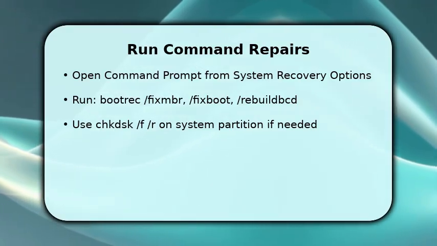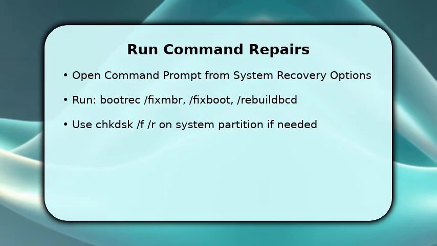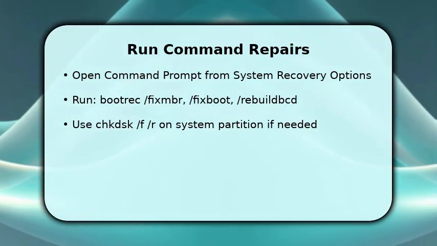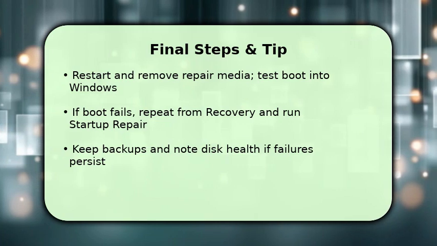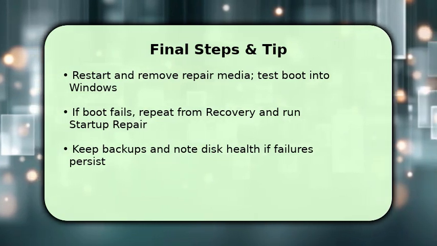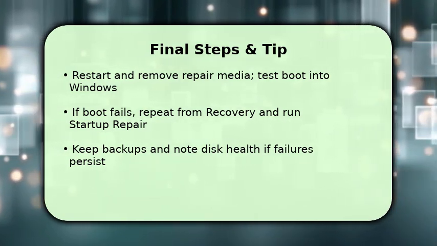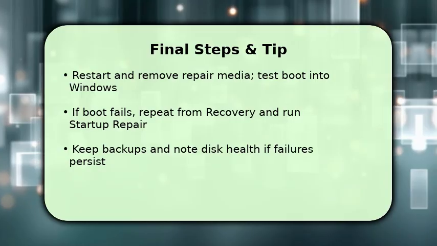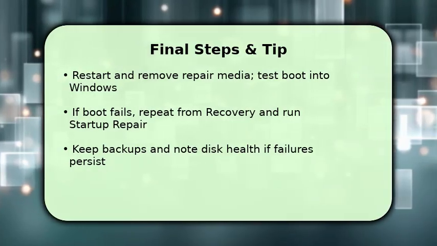If disks show corruption, run chkdsk /f /r on the system partition to repair bad sectors. You finish by removing the repair media and restarting to test whether Windows boots normally. If it does, make a fresh backup immediately and run sfc /scannow inside Windows to verify system file integrity.